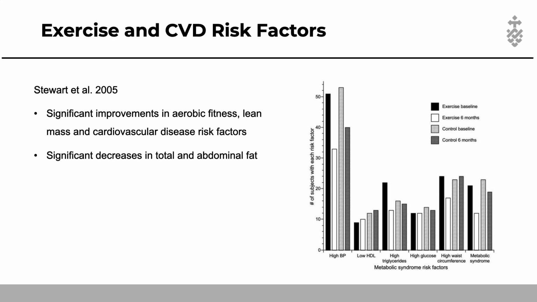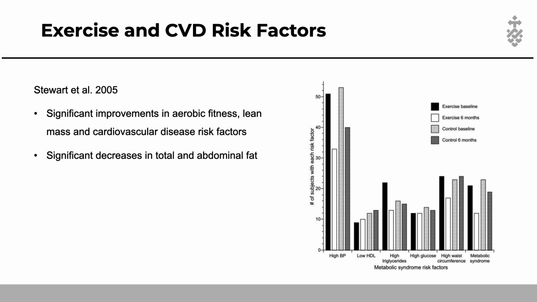So having a look at this figure here, if we compare the black bar or the black column, which signifies the exercise participants' baseline measures, and compare that to the white bar, which is the results of the same group of people after the 6 months of training. Now, you can ignore those grey bars because the grey bars represent the results of a control group.